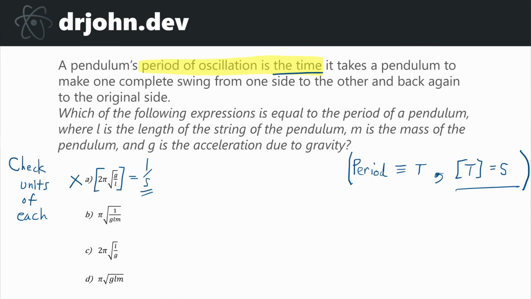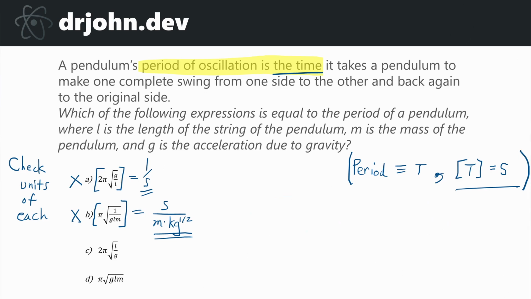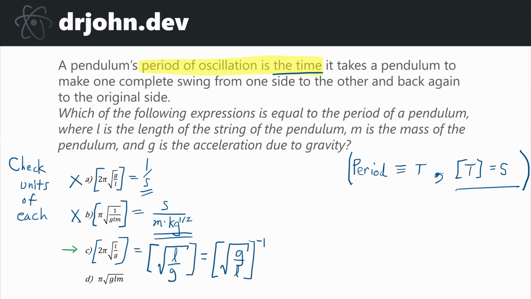Applying the same logic to B, we can substitute in the units for G, L, and M to arrive at second inverse meter kilograms to the minus 1/2 power. We can eliminate this answer as well. Now in C, notice how this expression is the same as the expression in A, except G and L have been flipped. Since these were the only variables contributing to the units in A, we can save ourselves some time by rewriting this as the inverse power of the square root of G over L. Then substitute the units we found in A, and we arrive at seconds. This is exactly the unit we were looking for.